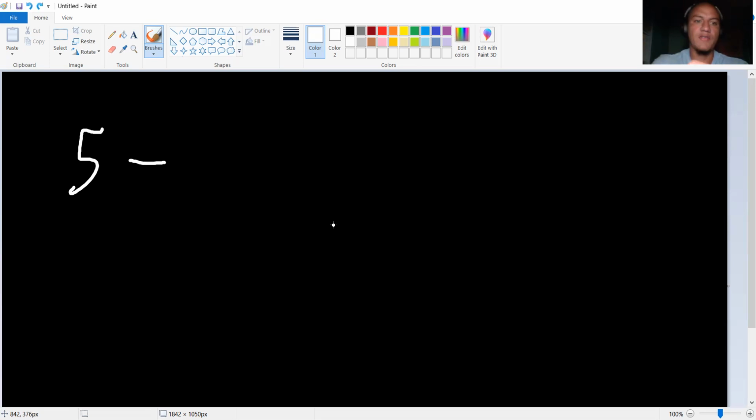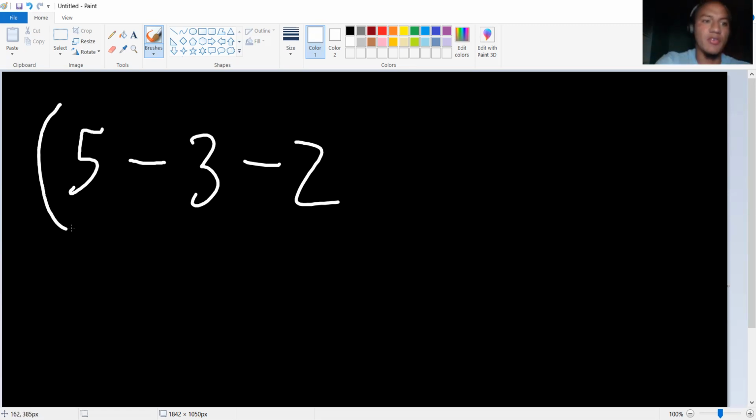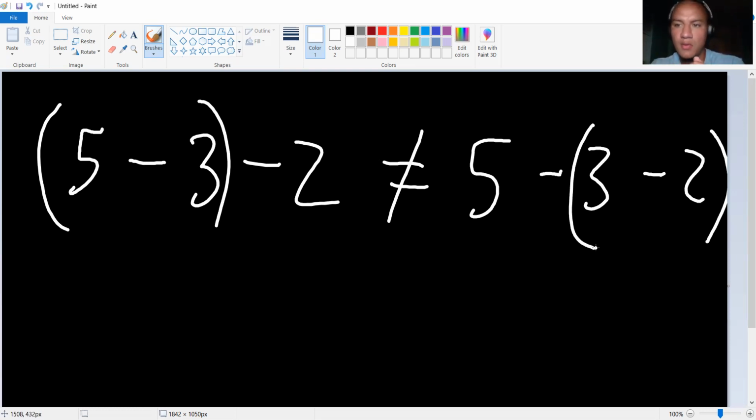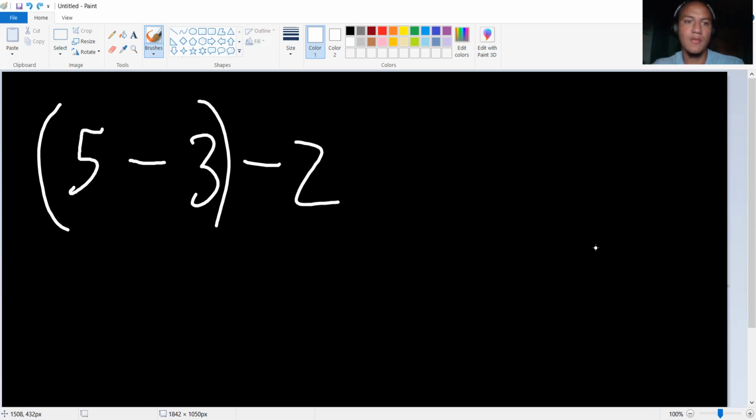Now here's a difference. If you have 5 minus 3 minus 2, subtraction isn't associative. In other words, if you associate the groups like this, they do not equal the same thing as this. So subtraction is not associative, but we know that addition is.